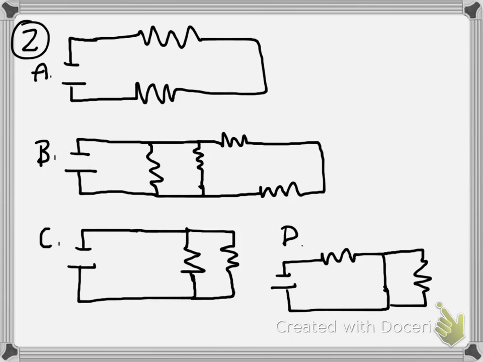Okay, here's your next question. Of these four circuits, identify which ones have resistors only in series, which ones have resistors only in parallel, and in which ones the resistors are wired in both series and parallel.